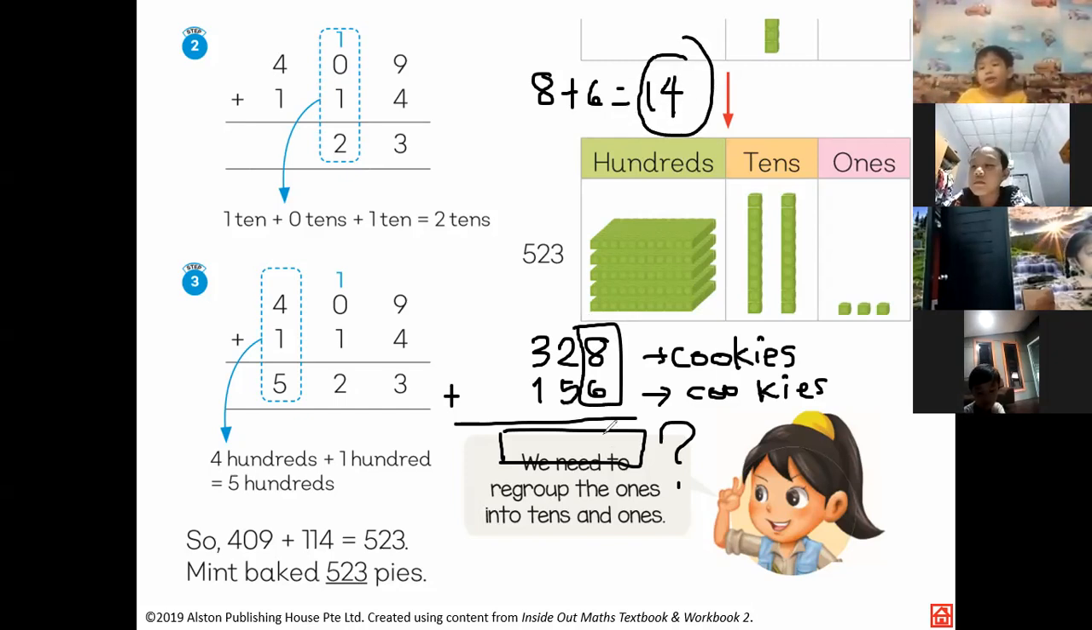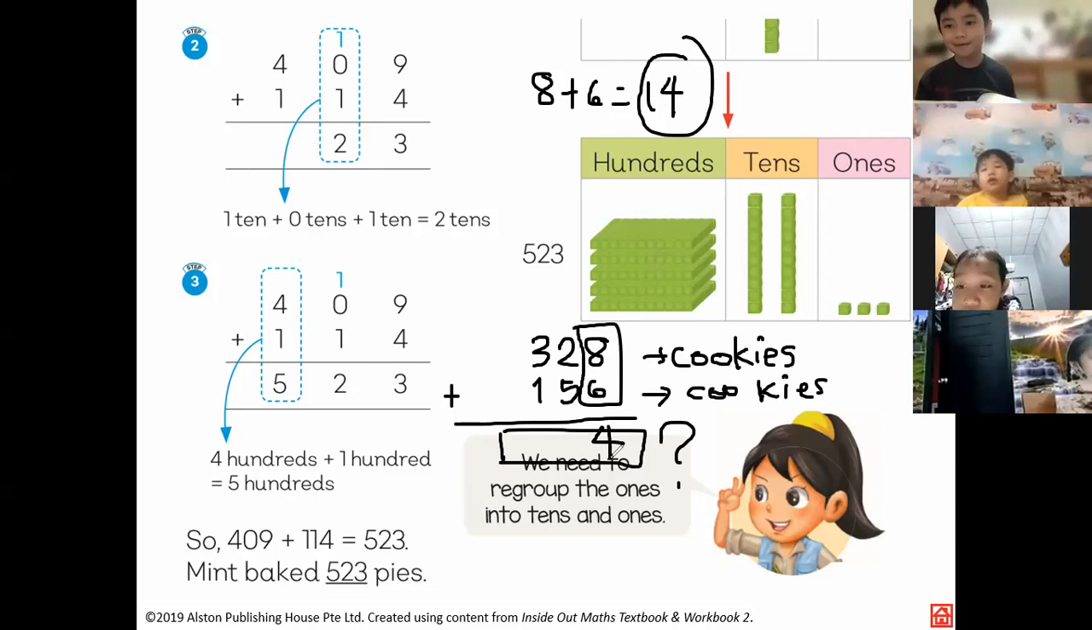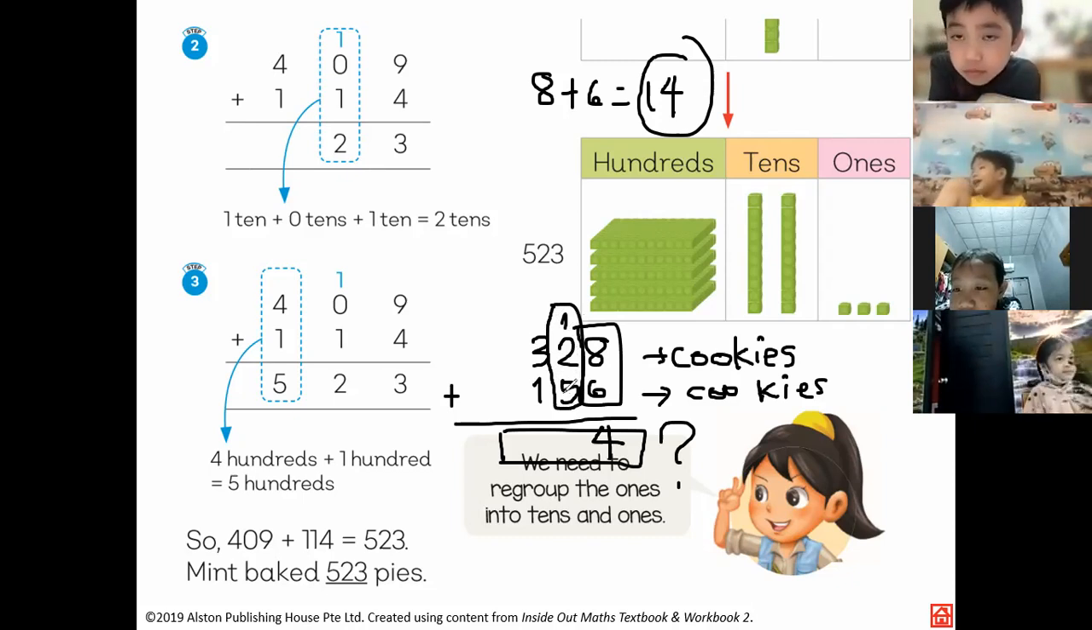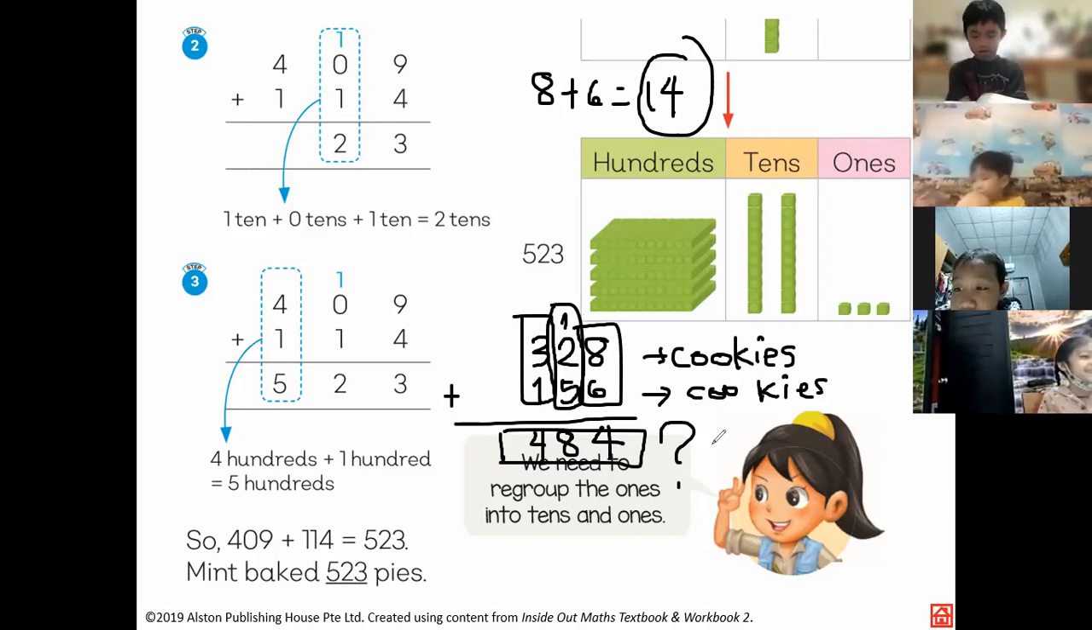So we will put 4 over here. And then we regroup the other number, which is number 1. So we put it here on the tens place. Number 2. And then now we will add these 3 numbers. 1 plus 2, that's 3. Plus 5, that's 8. And then 3 plus 1 is 4. 484. Yes, so we have 484 cookies altogether.